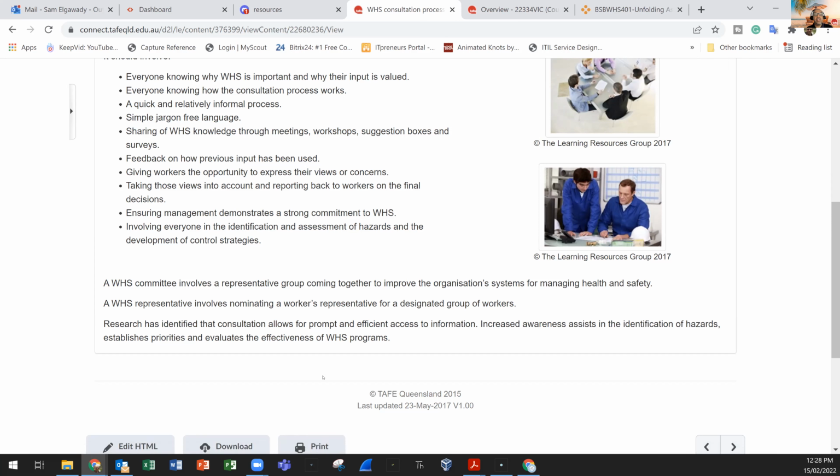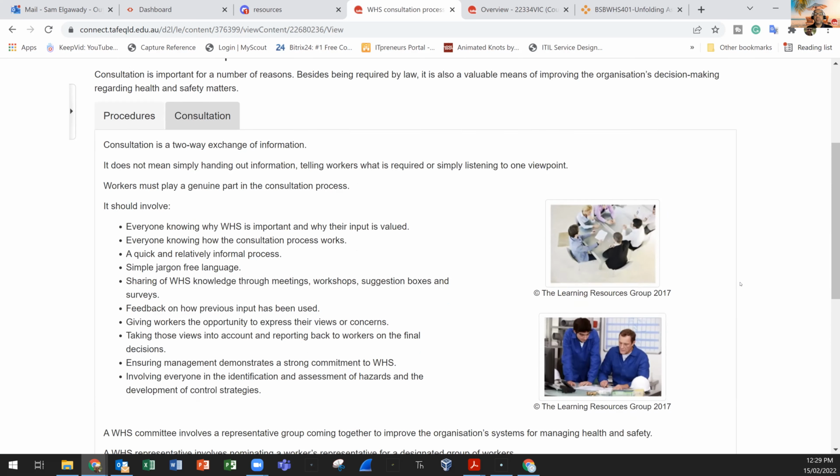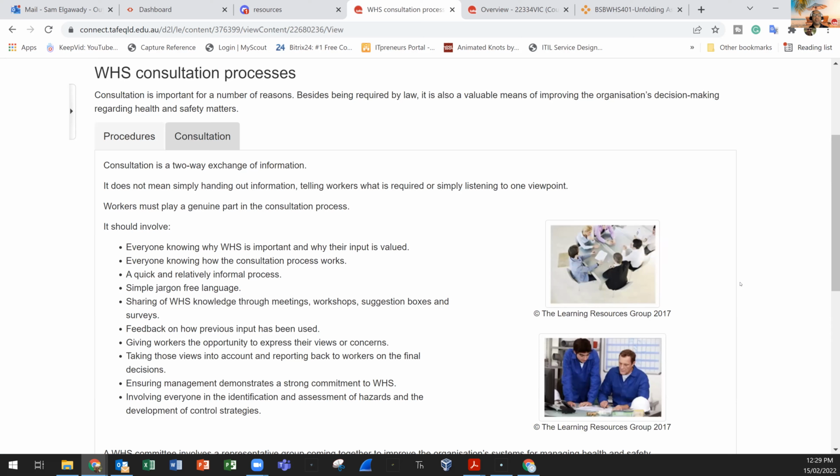Here they are telling you research has identified that consultation allows for prompt and efficient access to information, increased awareness, assists in the identification of hazards, establishes priorities, and evaluates the effectiveness of WHS programs. So this is the last note in this slide. It is not like management will create the policy and enforce the policy, and that's it. We need to adhere and follow like the armed forces. No, it is not like that. We need to understand, we can discuss, we give feedback, we can think about different exceptions for the rules, and how to deal with these exceptions for any reason.